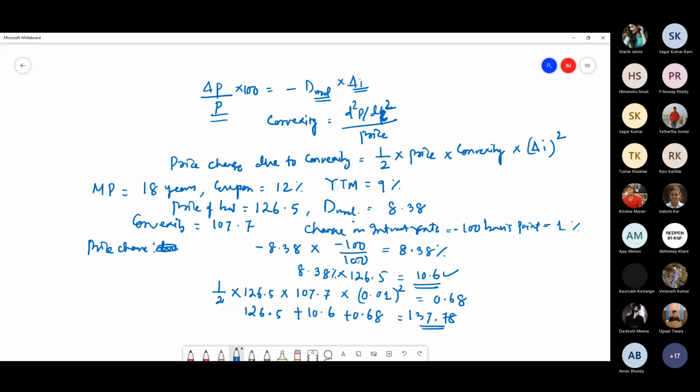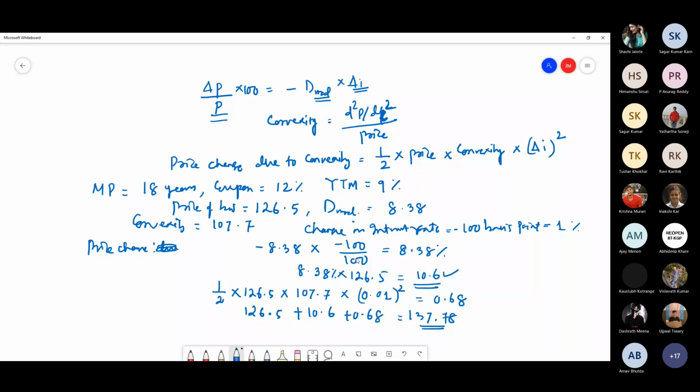Like duration, if you want to examine the different properties or characteristics of convexity, we already know that if your yield increases, then the convexity of the bond will decrease.